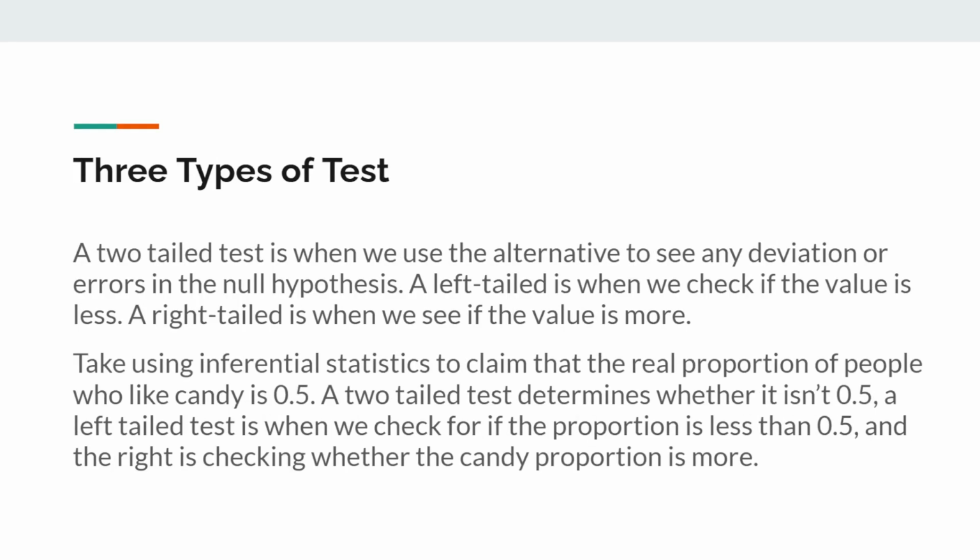So there are three types of tests. There's a two-tailed test, which is when you basically just check if two values are not equal to each other. So if we assume that the status quo is that the two population means are the same, then a two-tailed test would be if they're not the same. A left-tailed test is if we check that the population mean is smaller than the other mean. A right-tailed test is if we see the value is more. Here is an example using candy.